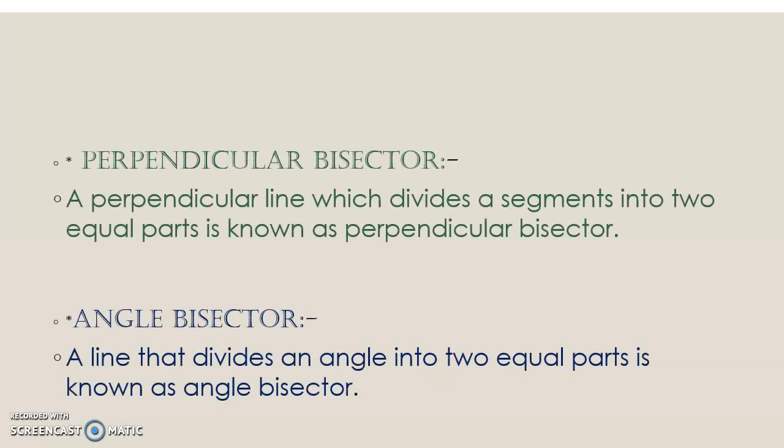Now let's see what a perpendicular bisector and an angle bisector are. Perpendicular bisector: a perpendicular line which divides a segment into two equal parts is known as a perpendicular bisector. Angle bisector: a line that divides an angle into two equal parts is known as an angle bisector.